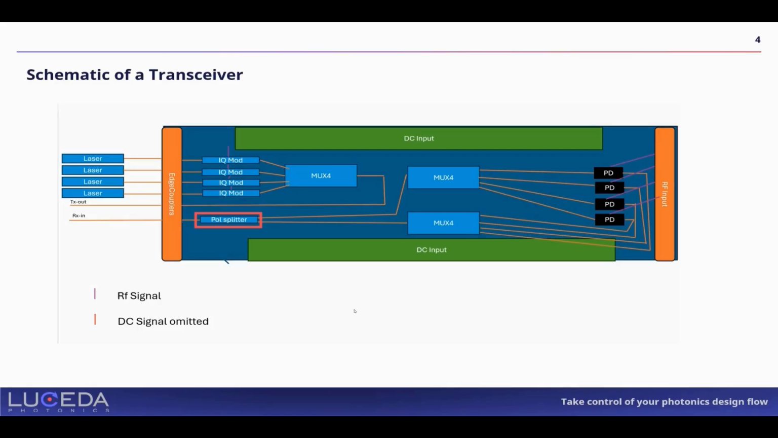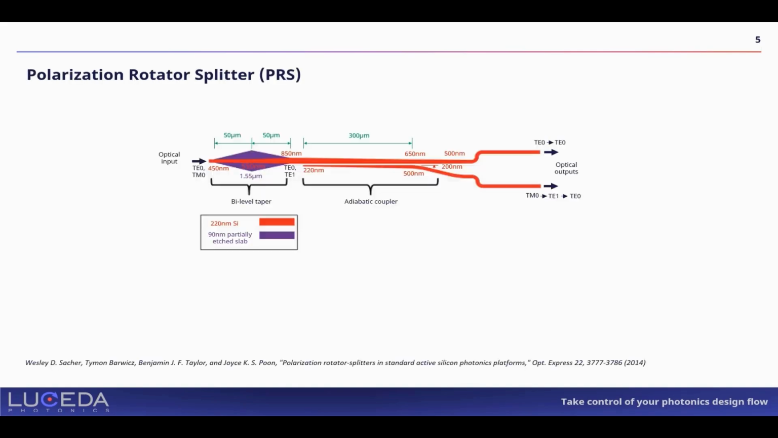In this video, we will create a custom component for a polarization splitter with the SciFi PDK. It will be implemented in this transceiver circuit. For our component, we will use the geometry obtained from this cited research paper.